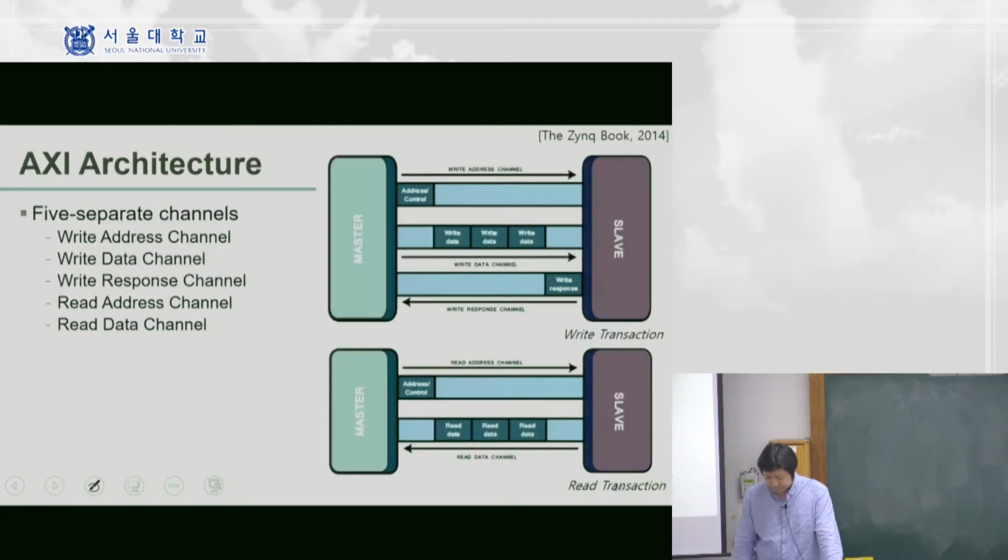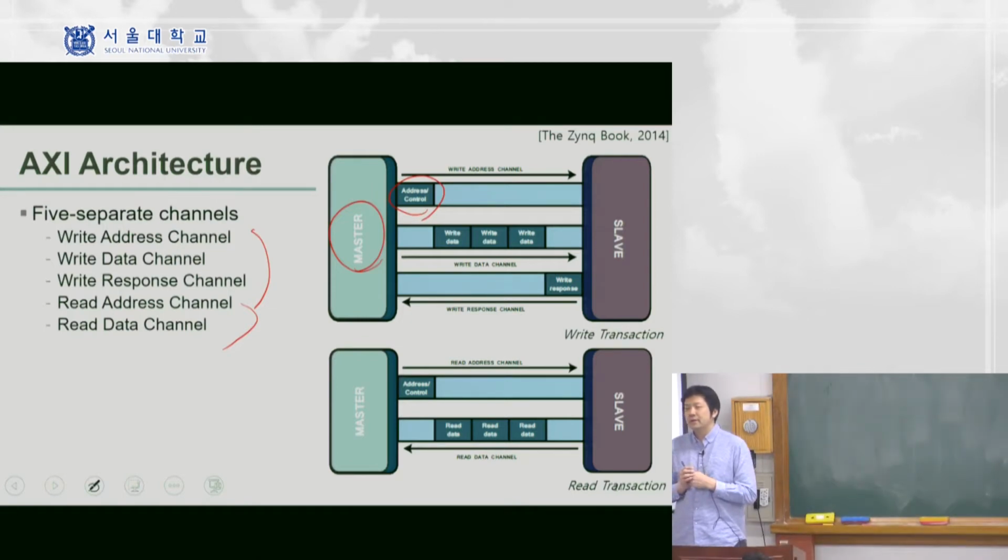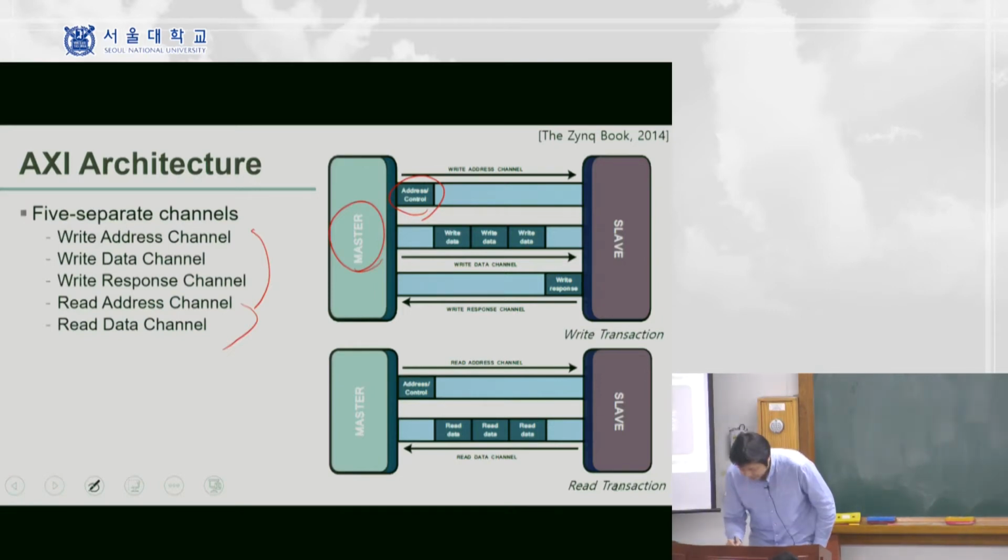AXI protocol. As I said, the AXI architecture has 5 different channels: write address, write data, and write response. These 3 channels are used for write transactions. The remaining 2 are used for read: read address and read data. As you see here, it's more or less the same as before. The master first sends this address/control. By the way, the control specifies how many bytes you want to read and the mode of operation. All the metadata will be sent together. You'll see the details in later slides.